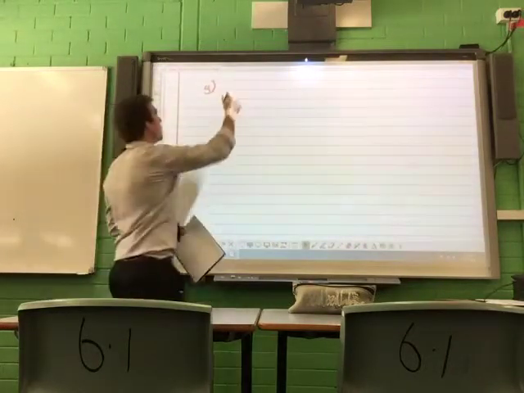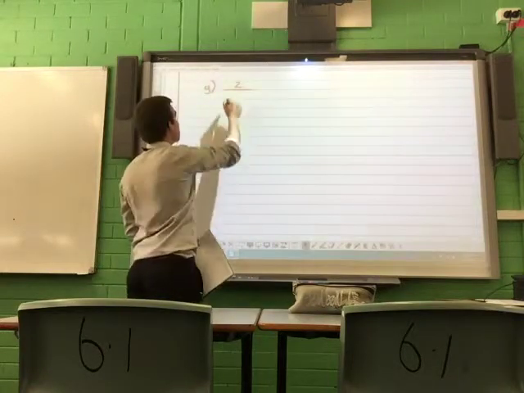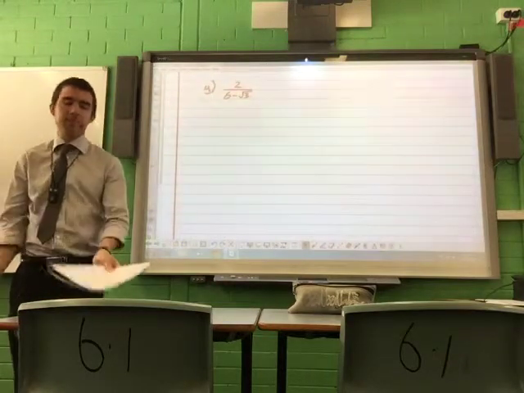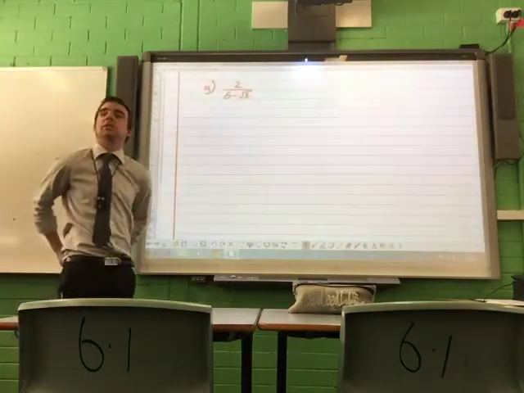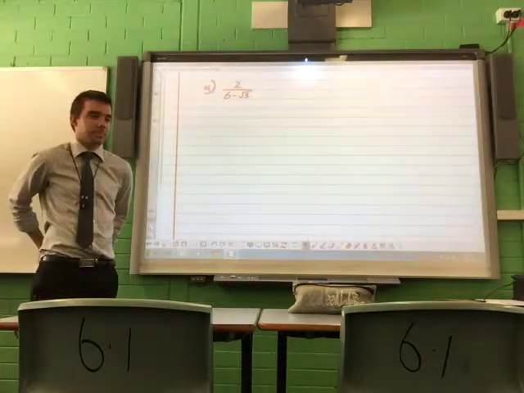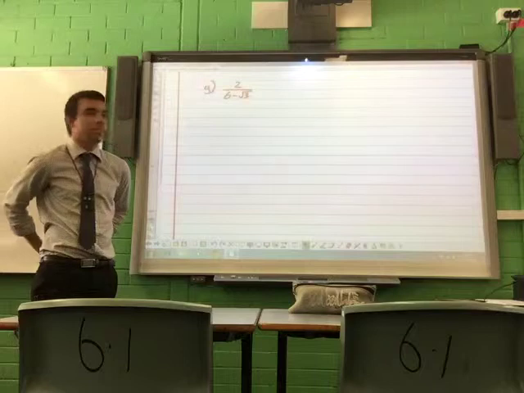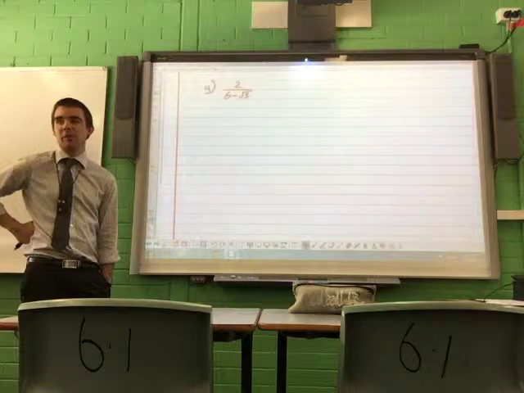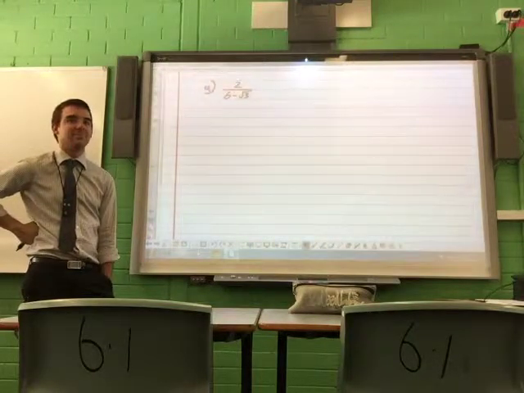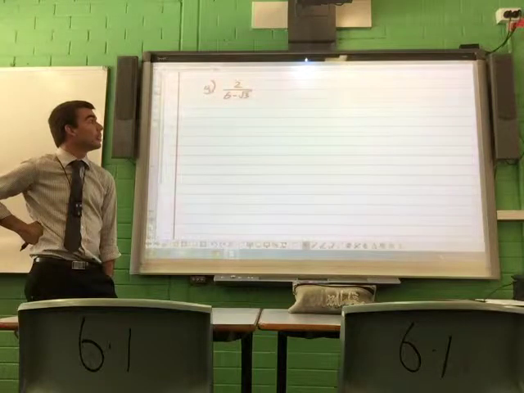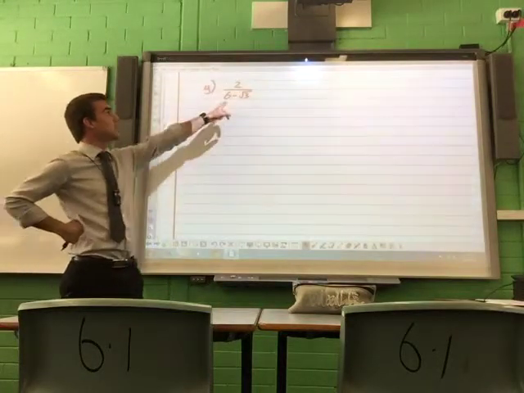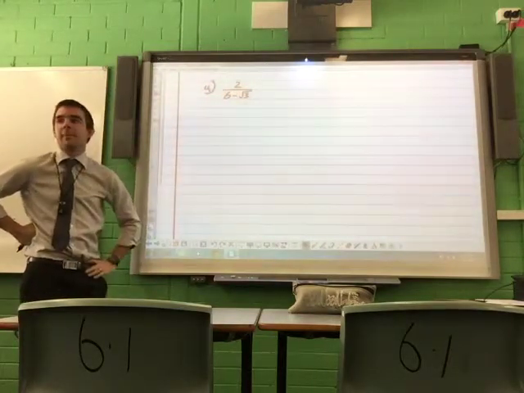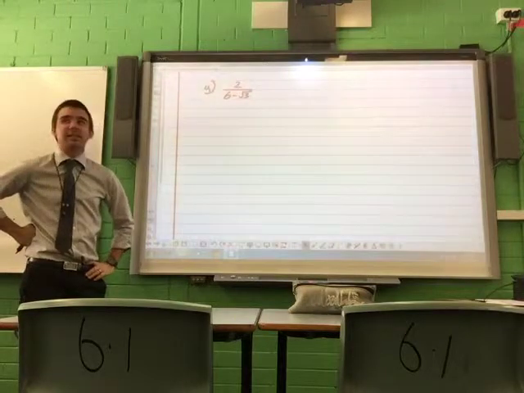Now, 2 over 6 take away root 3. So we've got more things happening on the bottom. We've got some techniques now to tidy this up. Before I put something there, does anyone have any ideas on what I'm going to multiply by? Root 3 over root 3? What you'll have then is root 3 times 6, which is 6 root 3, so that won't help. Something we've already done in algebra and we've already done today.